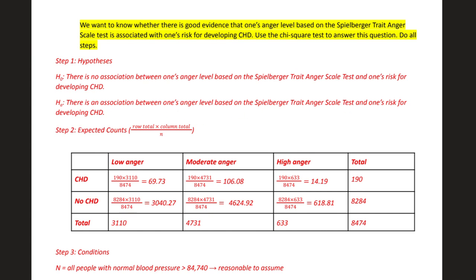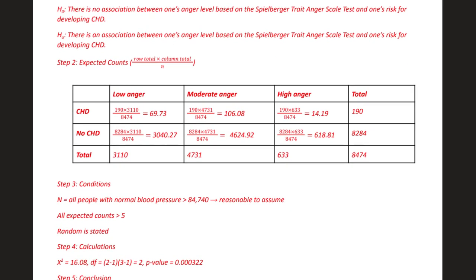Step 2, you're going to do your expected counts. So remember, to do the expected counts, you have to do the row total times the column total divided by n. So here we have the row totals and we have the column totals. So the expected count for low anger CHD, we would do 190 times 3110 divided by 8474. That gives me 69.73. So moderate anger, the row total is 190, the column total is 4731 divided by 8474. That gives me this, etc. for the rest of these columns.